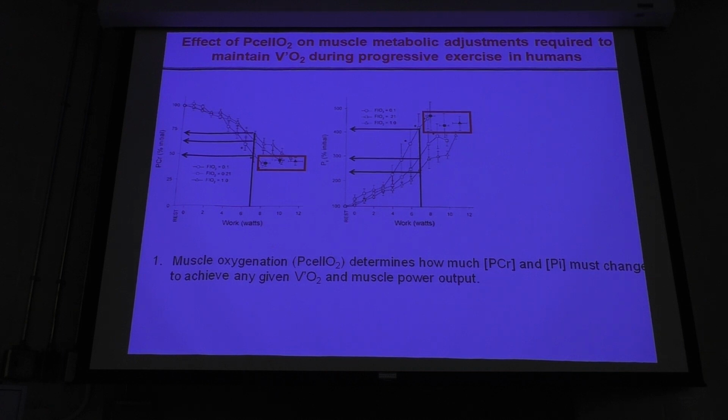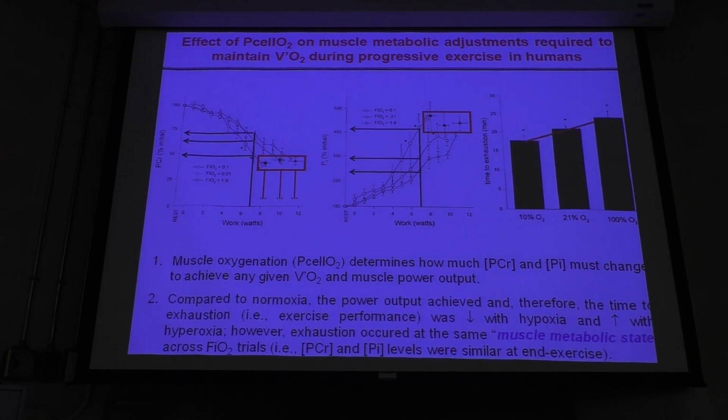So you begin to see the implications of disease here. You've got a factor that compromises muscle blood flow but doesn't compromise oxygen content: it compromises muscle function. You have a disease that compromises lung perfusion and reoxygenation of the blood, but no compromise of muscle blood flow: it compromises muscle function. If you've got a condition like congestive heart failure or COPD where both of these factors are being compromised, you've got a real problem. You can't walk upstairs. So muscle oxygenation determines how much phosphocreatine and inorganic phosphate must change in order to achieve any given rate of oxygen consumption or any given power output.